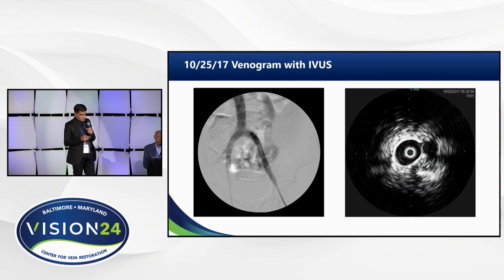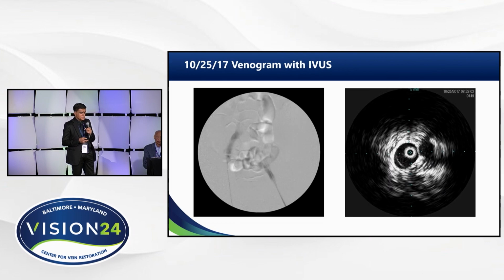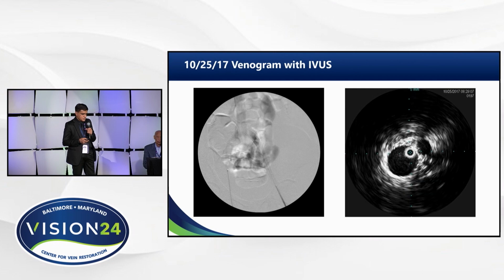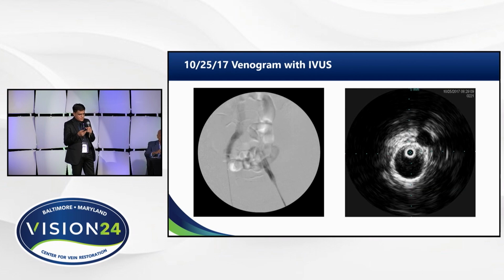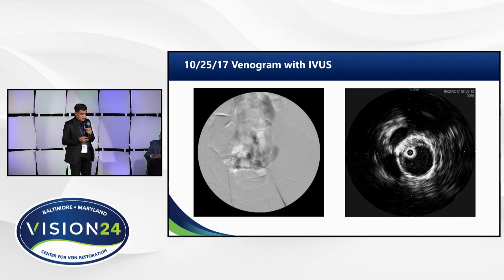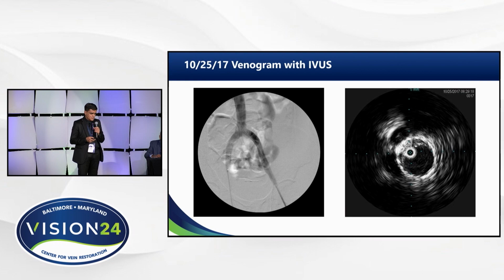She comes back in maybe about August or so of 2017 with recurrence of symptoms. The stent started showing in-stent thrombosis, stenosis, restenosis, whatever you may want to call it. And so we brought her back for a venogram again. Venographically, the stent seems to be doing okay. It seems to be patent.